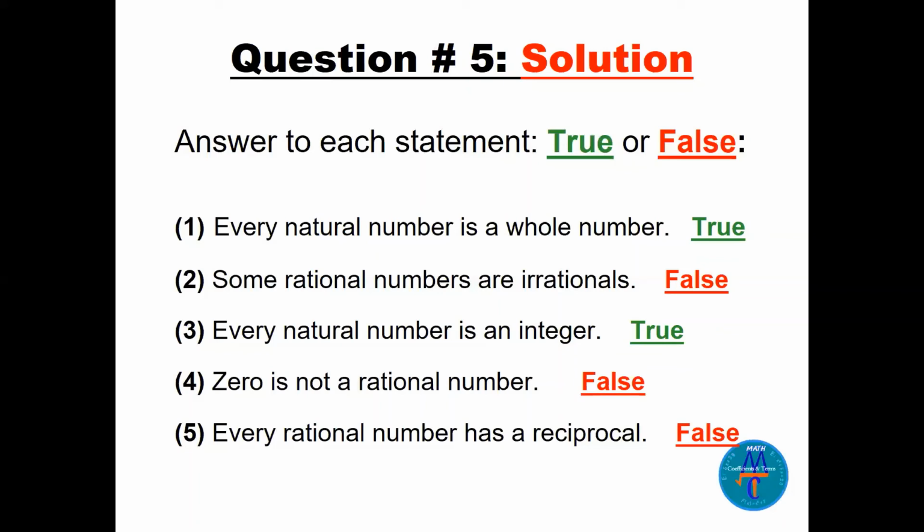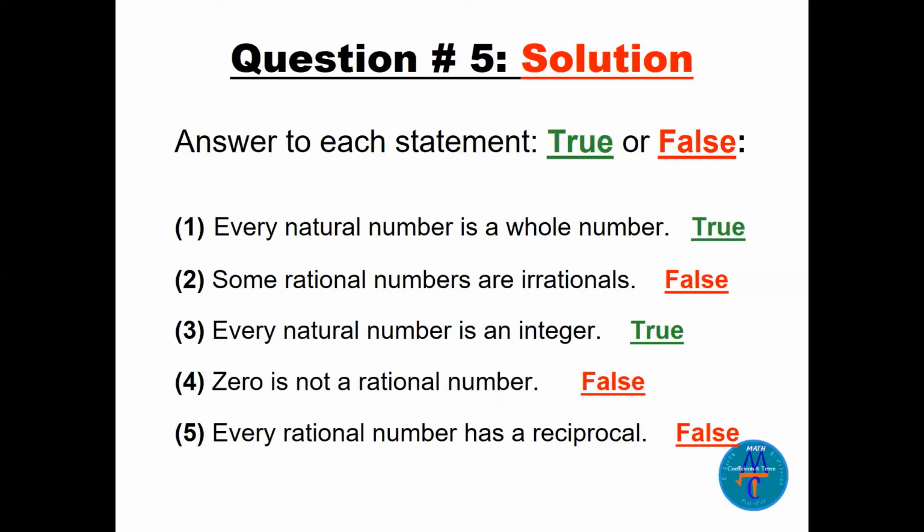Every natural number is a whole number. That's true, because 1, 2, 3, 4 are inside the whole numbers. Some rational numbers are irrational. No way. We cannot have any rational number that is irrational. Simple reason: rational numbers can be written as a fraction, a over b. Irrationals, we cannot write them as fractions. Every natural number is an integer, yes. All the naturals are inside the integers. 0 is rational, because 0 over 1 is equal to 0. So when I say 0 is not rational, it's false.